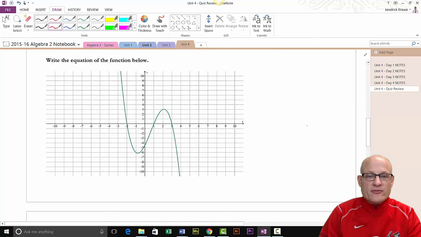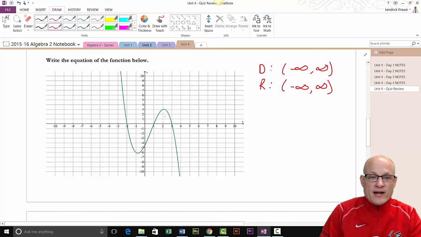Write an equation of this function. So, first of all, what's the domain? Domain is negative infinity to positive infinity. Nobody has any problems with that anymore. Range is negative infinity to positive infinity. But if I had to write an equation for this function, I need these 3 roots.